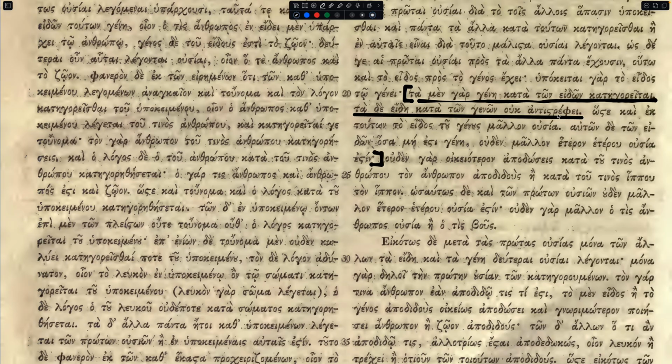All right, let's treat this first before we move on. So, as you probably already know, as we've said before, the genus or the genera are predicated of the species.